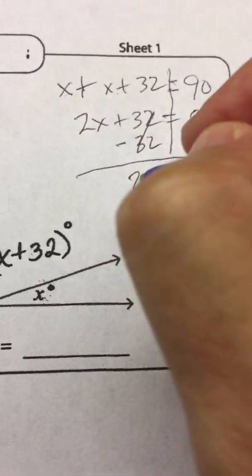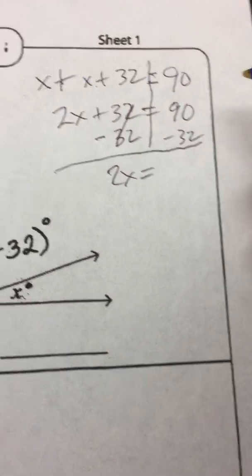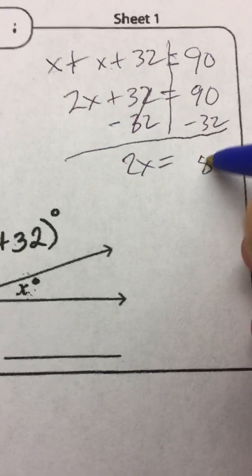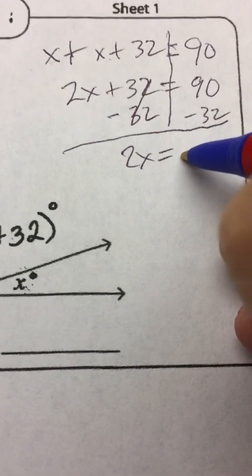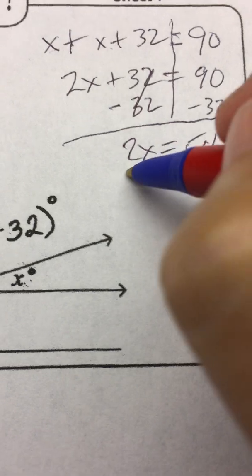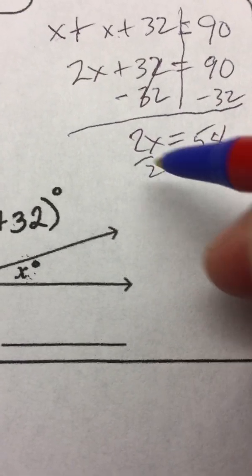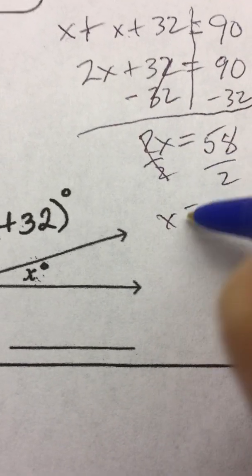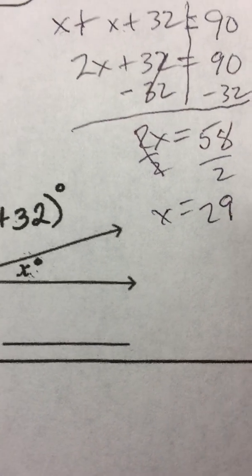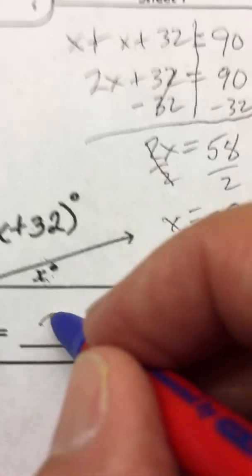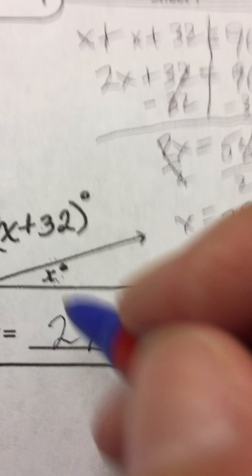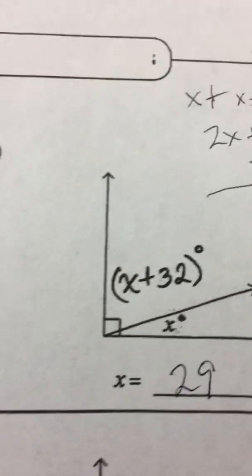They cancel. 2x is equal to 90 minus 32. You had to borrow 1. 3 from 8 is 5, so that's 58. Then divide by 2, and put it in the calculator. X equals 29. So this is a 29, and x is 29. They didn't ask you to find the two angles. They just said find x. So there it is, 29.